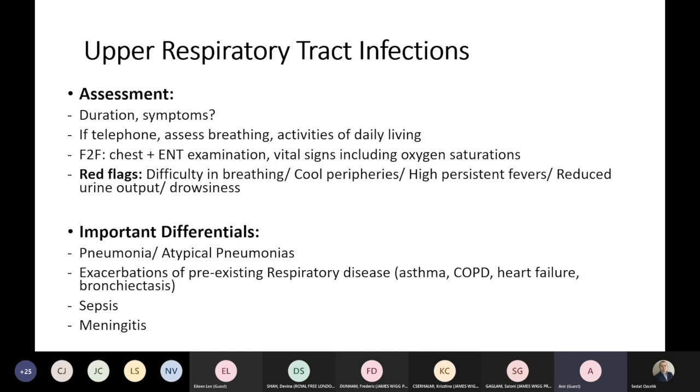As I said, remember, upper respiratory tract infections can precede more serious illness such as sepsis or meningitis, especially if it starts off as a sinusitis and progresses onto these more acute concerning presentations. So it's important to safety net patients about calling us back if the symptoms do not improve.